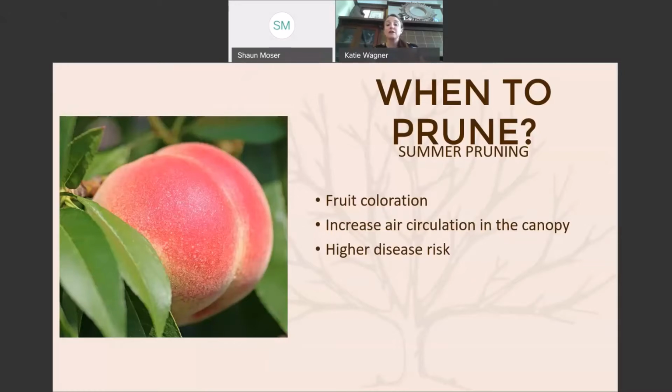We get increased air circulation in the canopy of the tree. This is going to help us sometimes to avoid having some disease that we see sometimes happen when we have a lot of foliage in the canopy of the tree. So this is the summer pruning. Again, this is with our peaches and our nectarines.